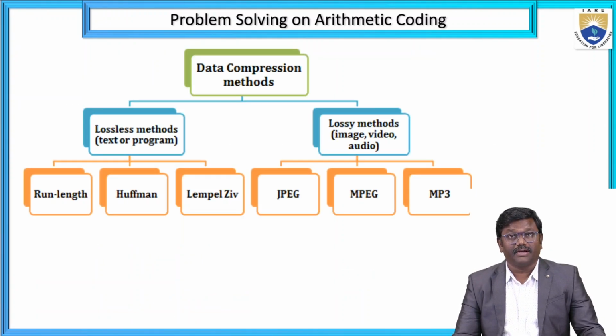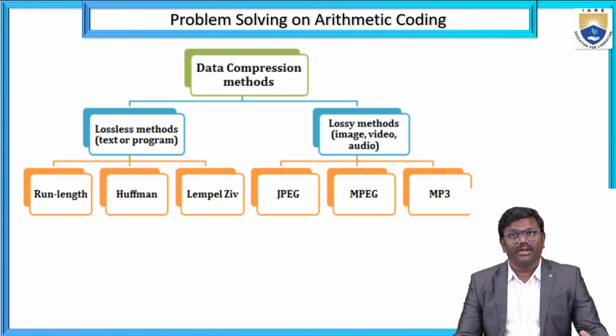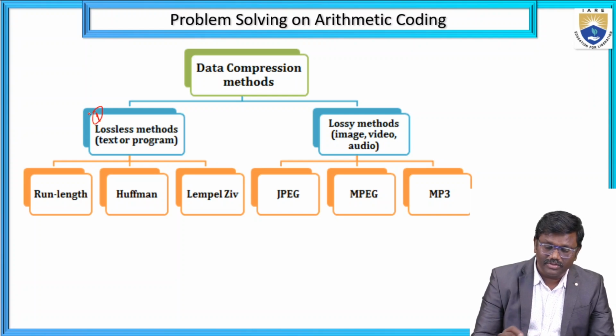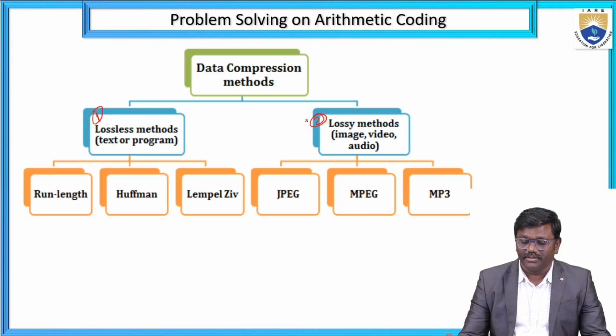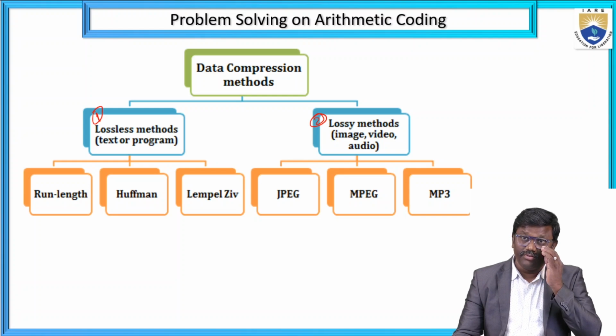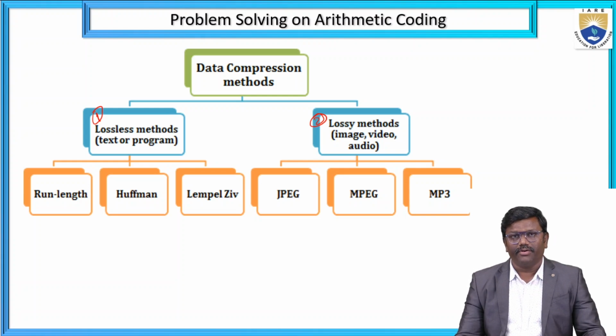Based on these two, we are concentrating on data compression methods. What are those two different data compression methods? Number one is, of course, the lossless method. Number two is the lossy method. Lossless methods, we may concentrate on text or programs. Lossy methods, we consider for files such as image files, video, or audio files.